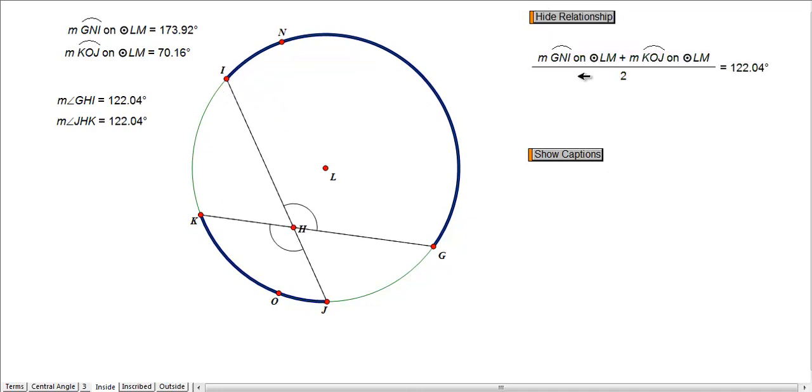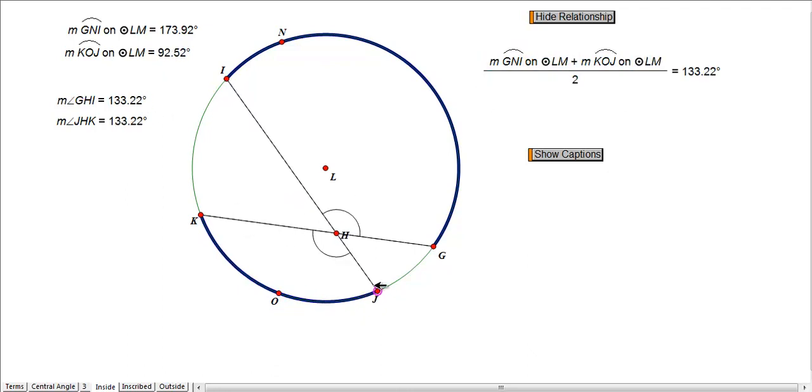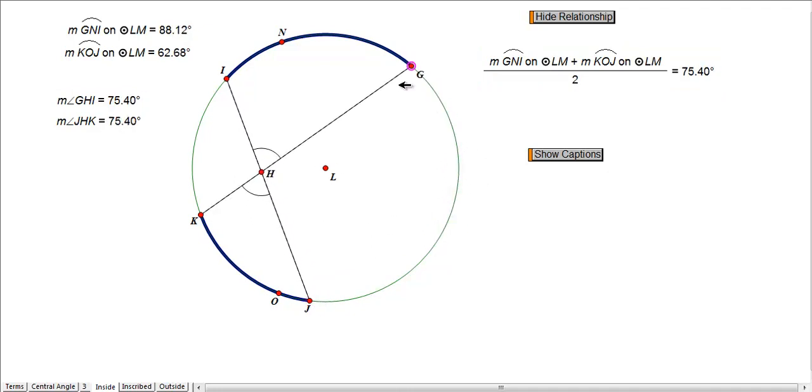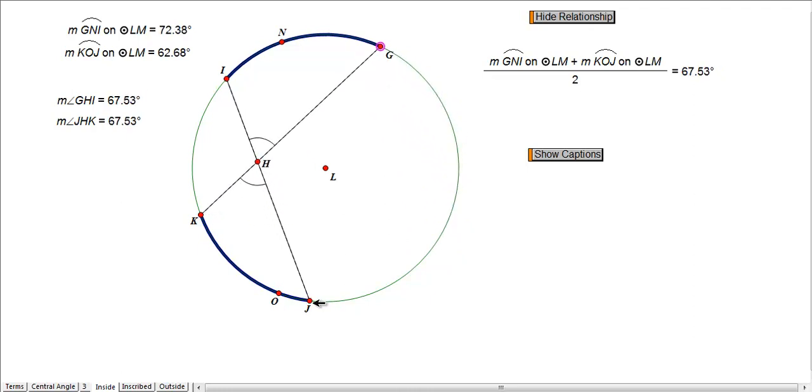Okay, what this says here is that if I add this big arc GNI to this small arc KJ and divide by 2, in other words, if I take the average of them, I get this number right here, which if I look over here, you may notice they're always the same. It doesn't matter whether they're both minor arcs, whether one's a major and one's a minor. It doesn't matter what I do here. I hope you realize and are seeing what I'm seeing. This number is always the same as that number.